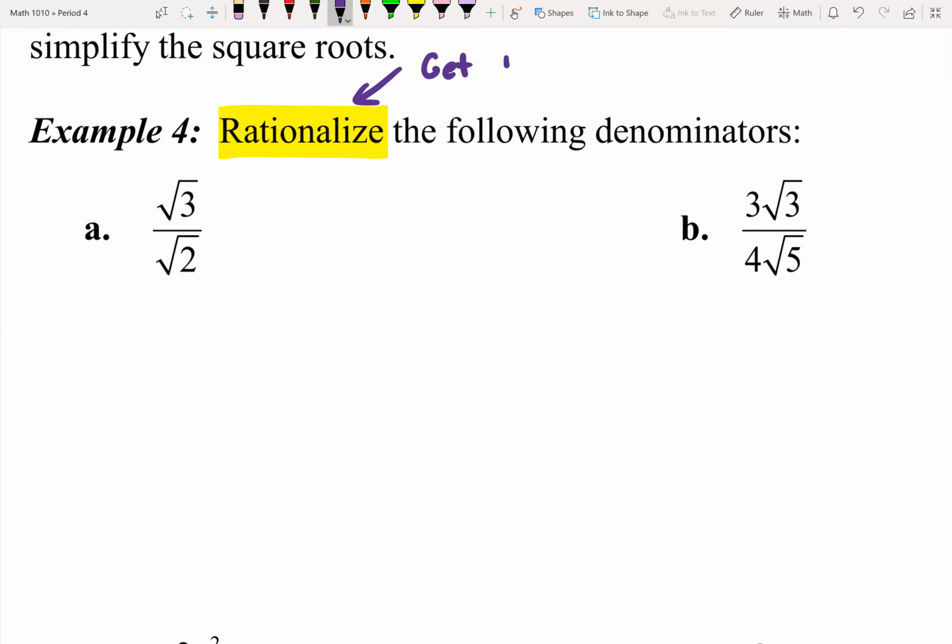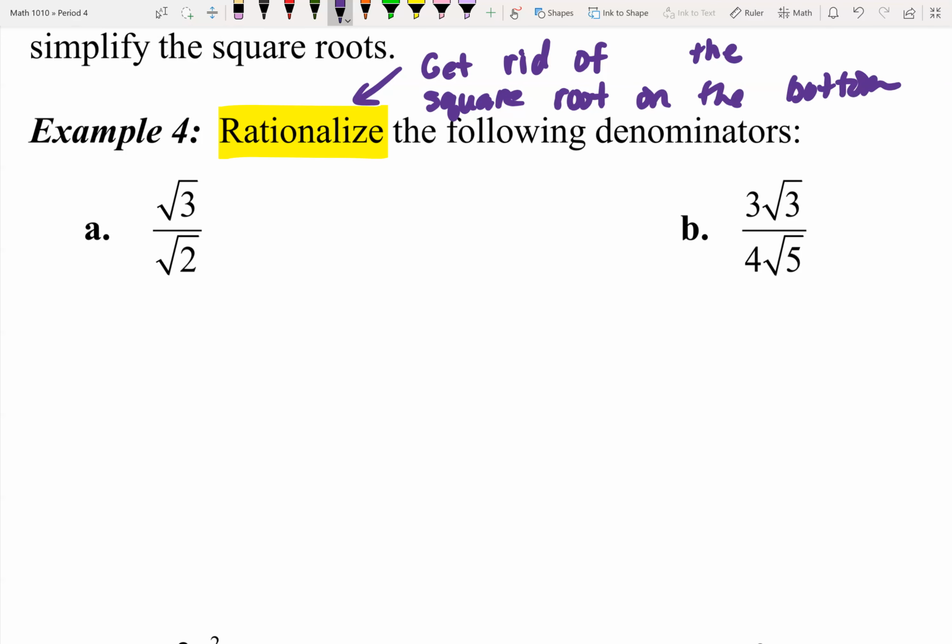So here's what it is. It's to get rid of, does anybody know now? The square root on the bottom. Yep. Okay, look at question 4a. The problem is you have a square root of 2 on the bottom. So I'm going to multiply the top and the bottom. Always you multiply by the same thing, which in this problem is the square root of 2.